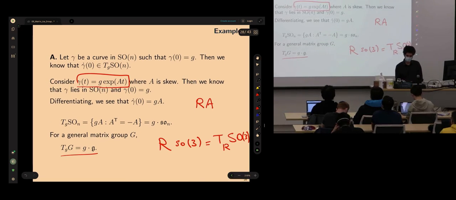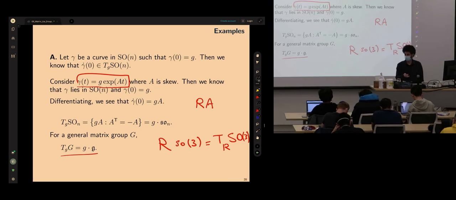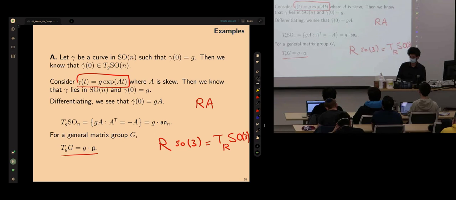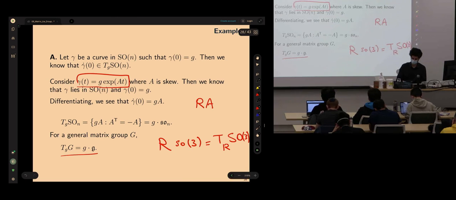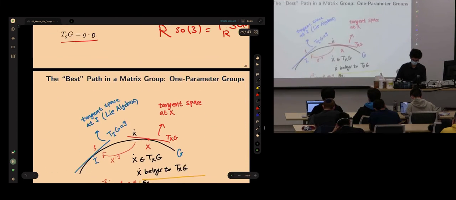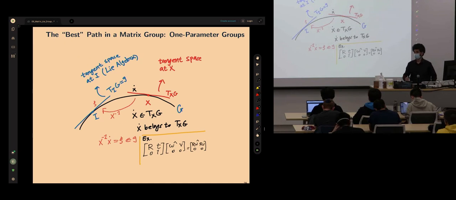But the question is, to generate this result, we assume the path, and knowing that the path lies in the group. Why is that the case? You do need to prove that the path lies in the group. Here, I'm giving you an answer. If you take any path like this with the exponential of the matrix, it will. You might wonder why. It's coming up soon, which is now. Next slide.